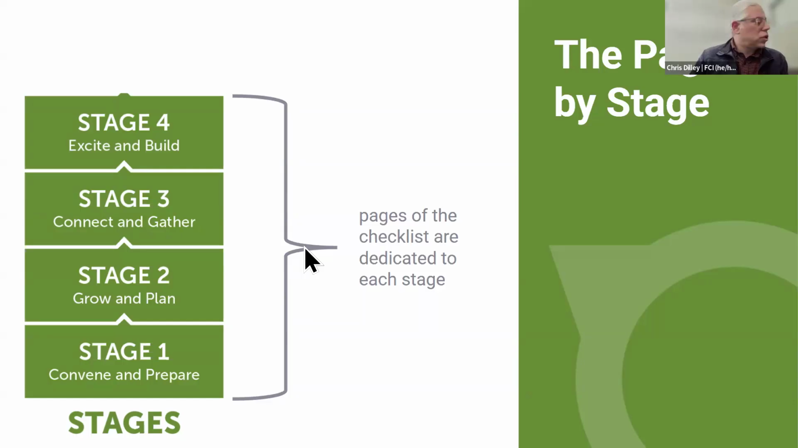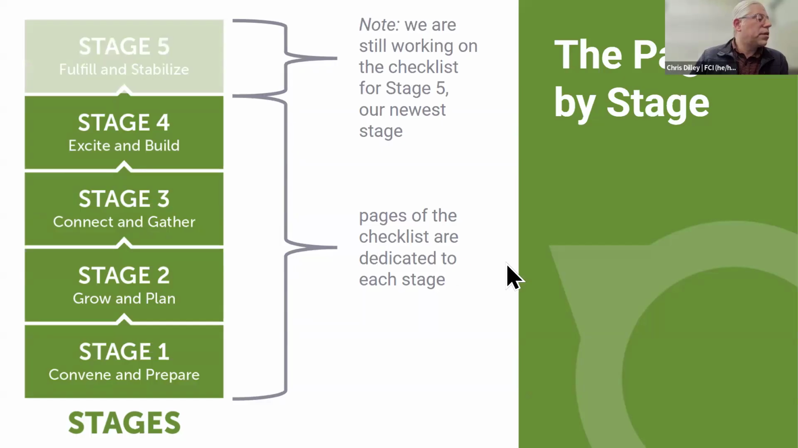We are currently showing stages 1 through 4, and I want to make sure to be clear that we are working on a checklist for stage 5. That's the newest stage that has been added with the framework. That's the newest stage to our understanding of food co-op development, and so we have some work to do to flesh that out a little bit more and make sure that stage 5 has some meat on it as well. So we're working on that.